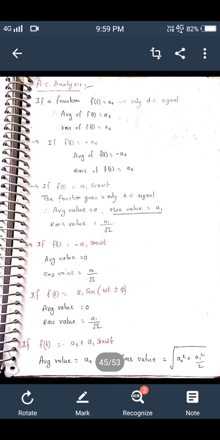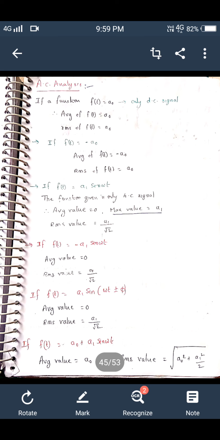So next, AC circuit analysis. In AC circuits, there are some basic definitions we need to know. If a function f of t is equal to A naught, then we can say the signal is called a DC signal. For a DC signal, the average value is A naught. The RMS value, root mean square of that signal, is also A naught. Now if a signal is specified as f of t equal to minus A naught, then the average value of the signal is minus A naught, and the RMS value, under root square, root mean square, is A naught.